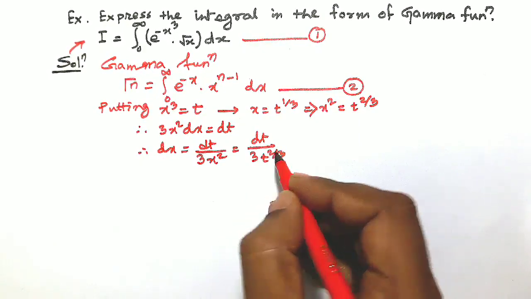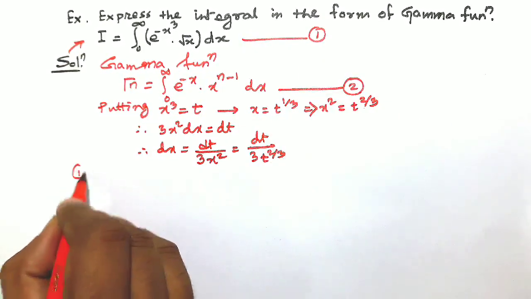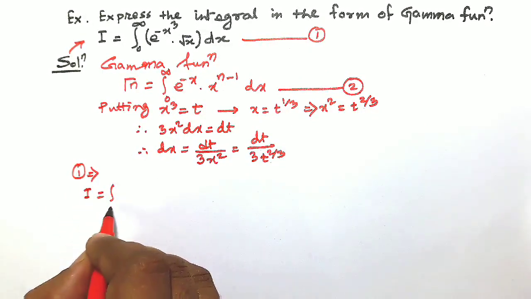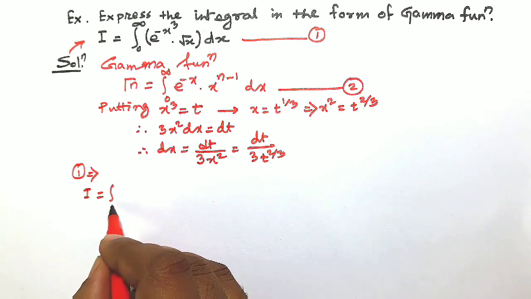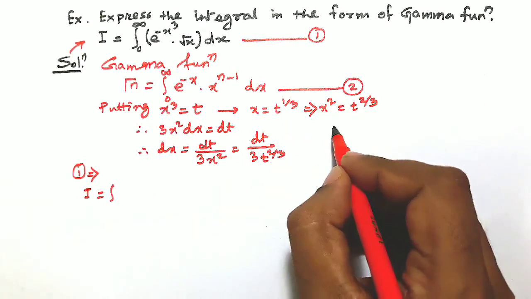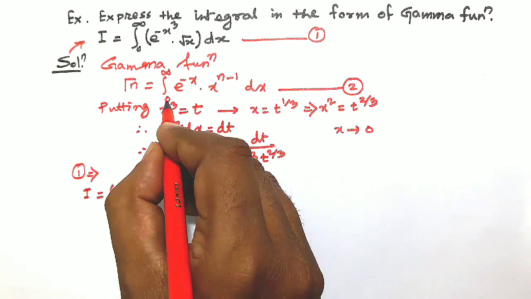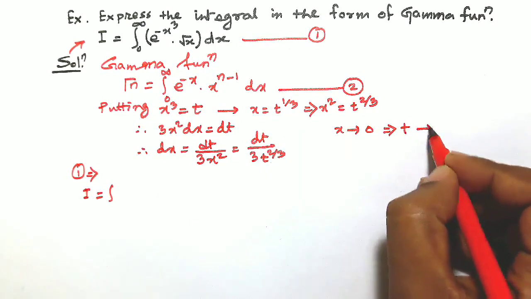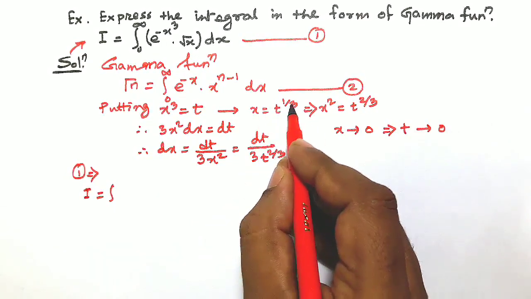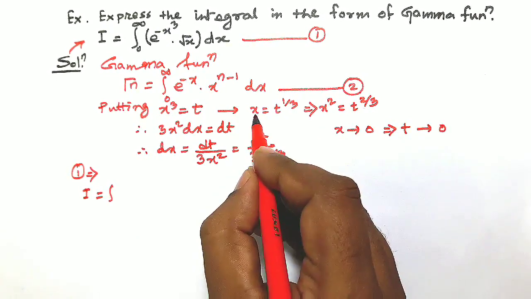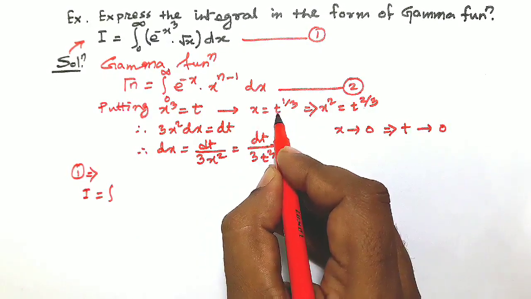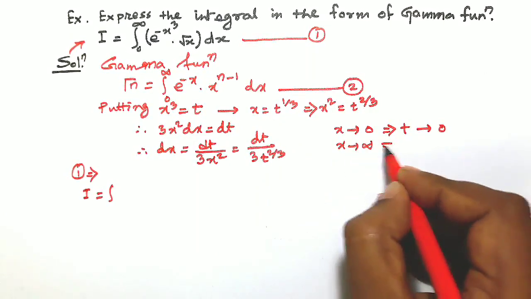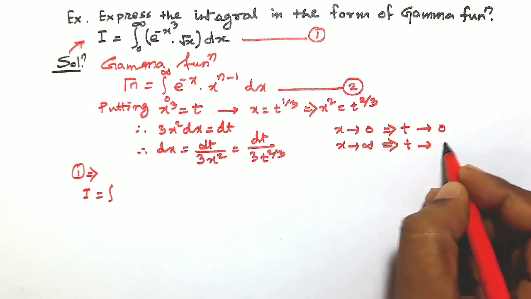Now friends, from the equation 1 we have I is equal to integration. Now you have to change the limit. Since x is tending to 0 in the lower limit, the other variable t is tending to 0 again, because x is equal to t to the power 1/3. So when x tends to 0, then t obviously is tending to 0. So when x is tending to infinity, then t is also tending to infinity.